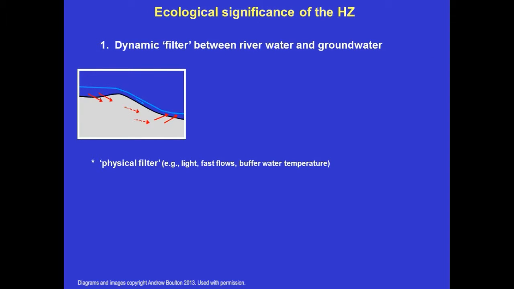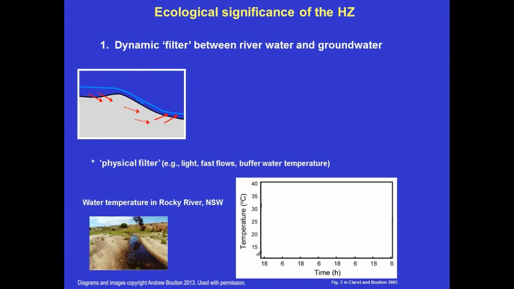And the first of these filters acted as physical filters, so quite obviously filtering out light. You wouldn't believe it, but it's dark down there, buffering and reducing fast flows, and in a lot of cases also buffering the water temperature. So this system, it's called Rocky River, but it's actually full of sand because of gold mining and various land uses. In Rocky River, we did a study where we sampled along over several days.